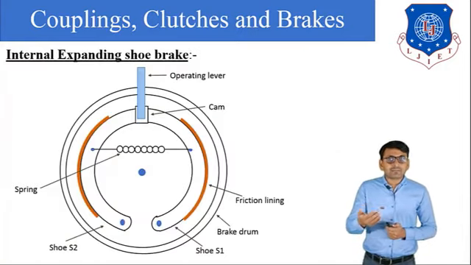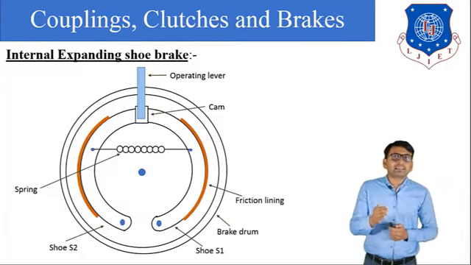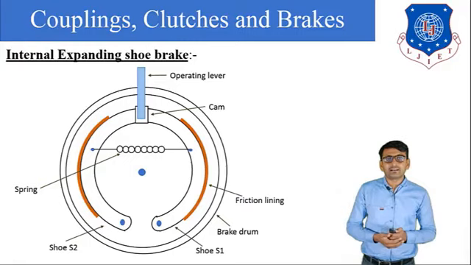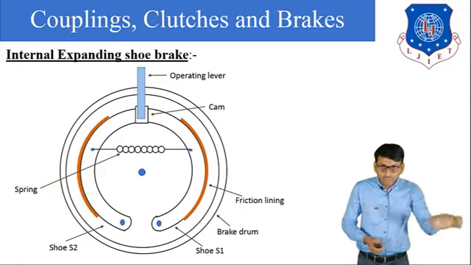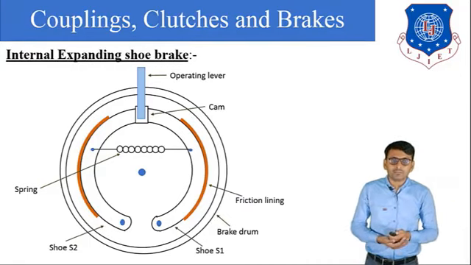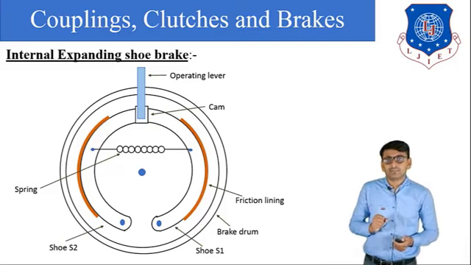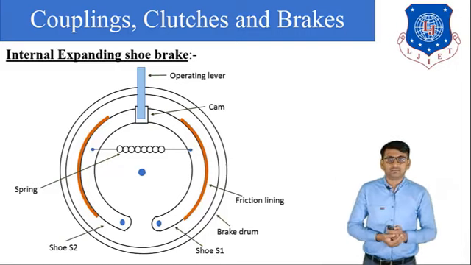Now we discuss the next one, that is the internal expanding brake. So this is a diagram of the internal expanding brake. In this diagram, the main elements are the brake drum, the outer box, shoes S1 and S2, then friction lining, then spring, then cam and operating lever. This friction lining is made from some frictional material which provides friction.